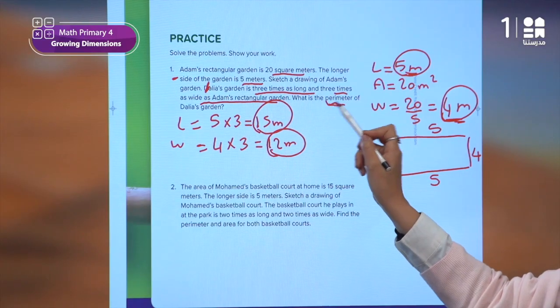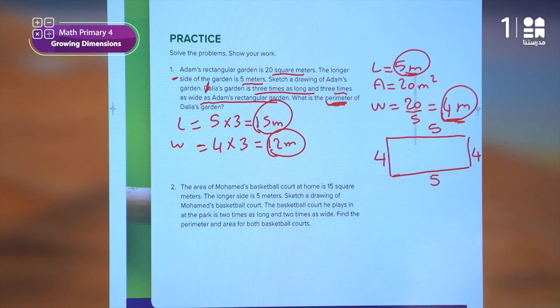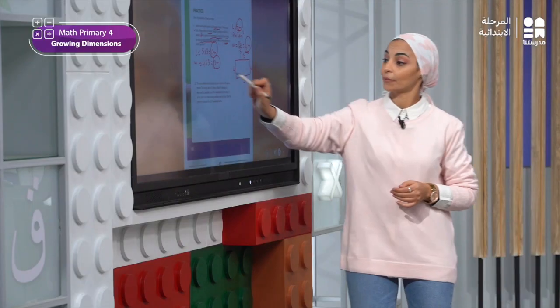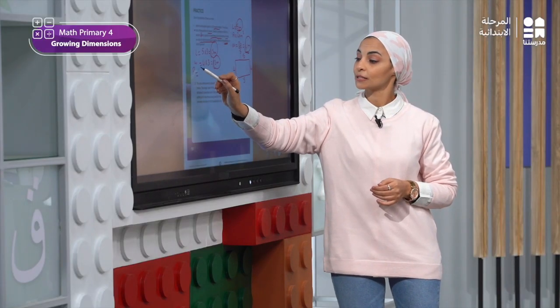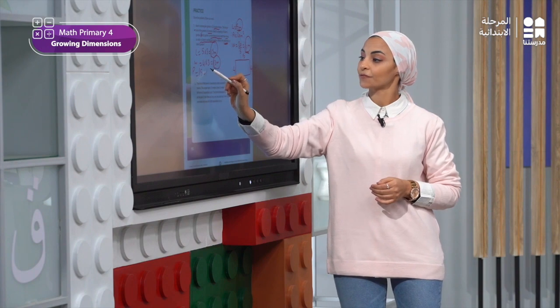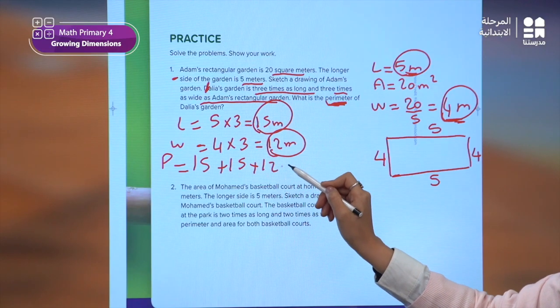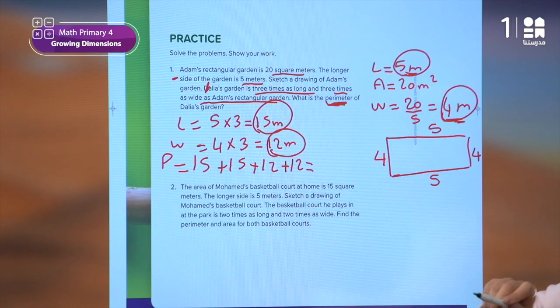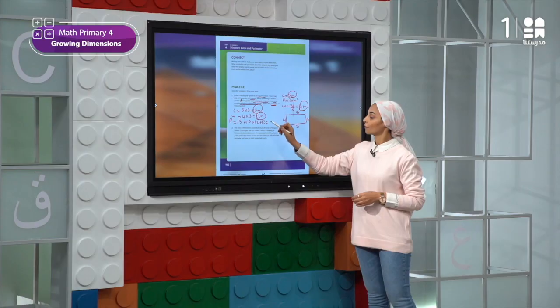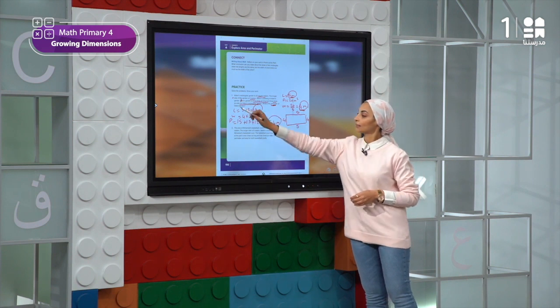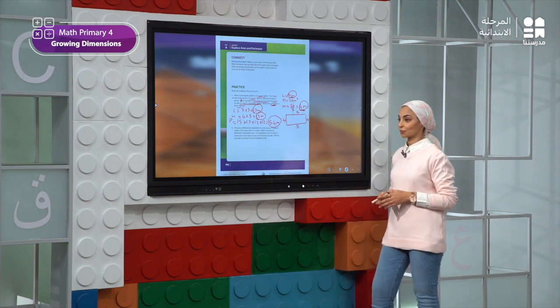To find the perimeter, as the question asks for the perimeter of Dahlia's garden, I will add all the sides. So perimeter equals 15 plus 15 plus 12 plus 12. I added all the sides to each other. The answer will be 54 meters. So this is the perimeter of Dahlia's garden, which is what was asked.